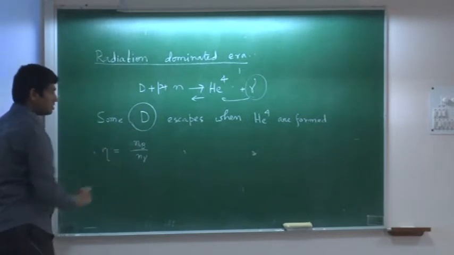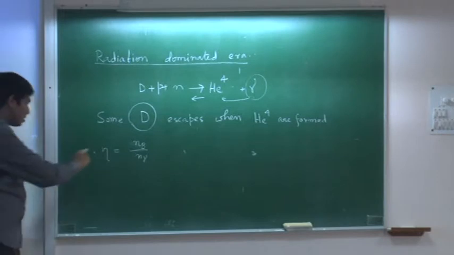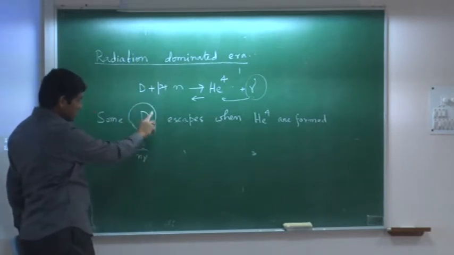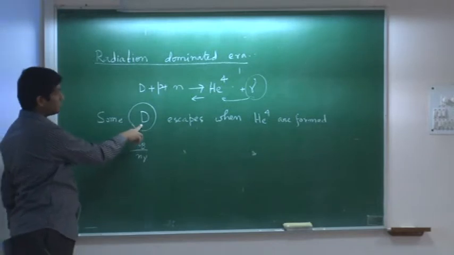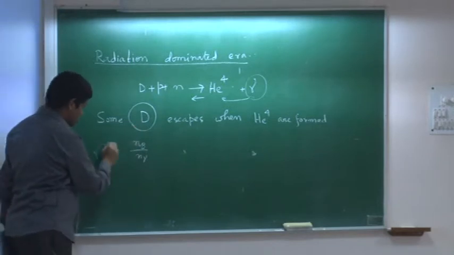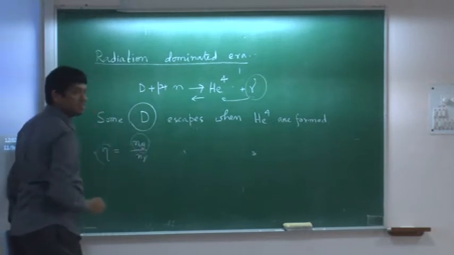So now what you can do is, I can do the calculations properly. I can find out what should be the expected number of deuterons, or abundance of deuterons, given a value of eta or given a value of baryon number density.